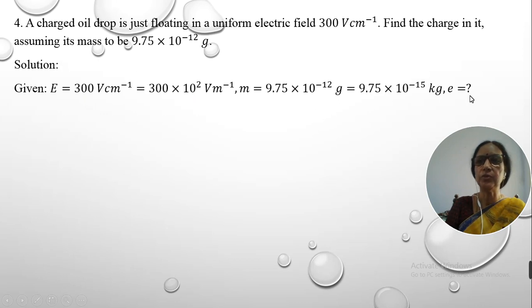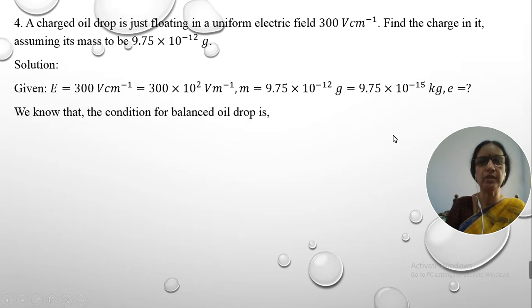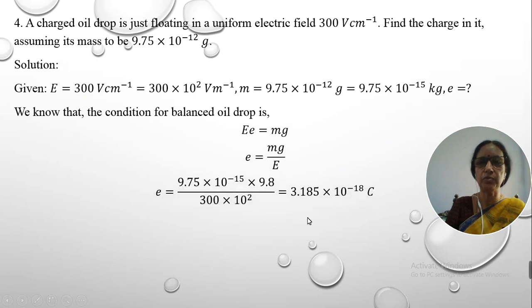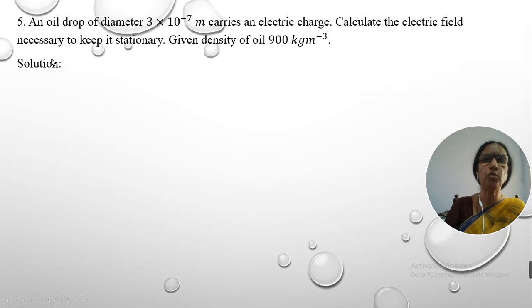Okay, so E is to be determined. Again, write the same condition. Calculate the charge value. It comes out to be 3.185 × 10^-18 coulomb. Okay, so one more problem of the same type.